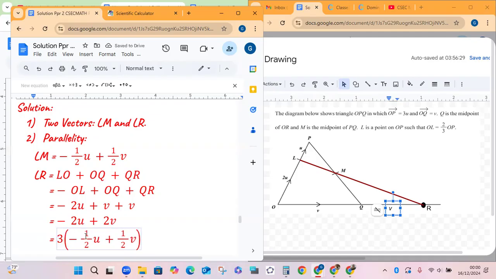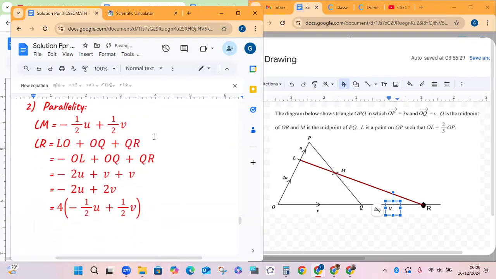Let's try 3. 3 by minus a half, you just have minus 3 over 2 and 3 over 2. Remember, it's a minus 2 and a 2 we want. So 3 cannot go. Let's try 4. 4 times minus a half will give us minus 2 because half of 4 is 2. 4 times a half will give us 2. So therefore LR is a multiple of LM. So we have proved parallelity. And the two vectors have a letter in common. So therefore, the points are collinear.